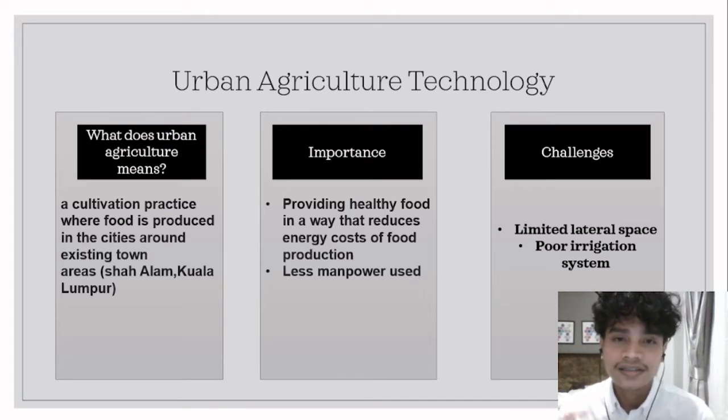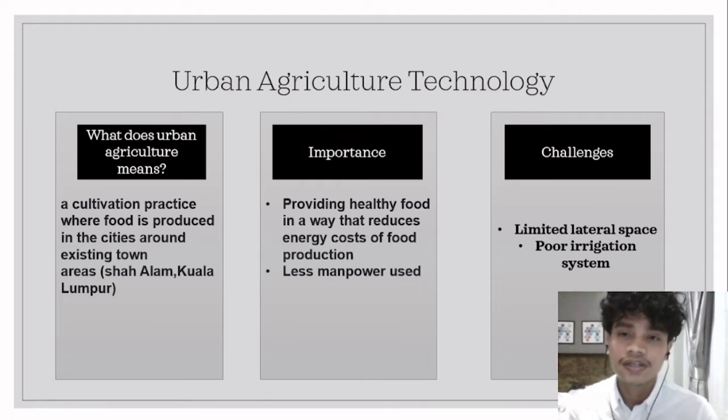Okay, let's see the importance of urban agriculture. First is providing healthy food in a way that reduces the energy cost of food production. We can see that it reduces carbon emissions during the transportation of food and boosts the production of the plants. The second point is less manpower use. Farmers also can save their time by managing their things automatically.